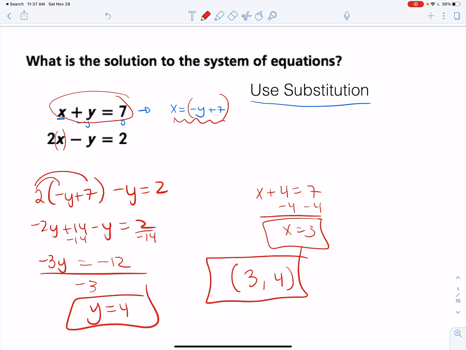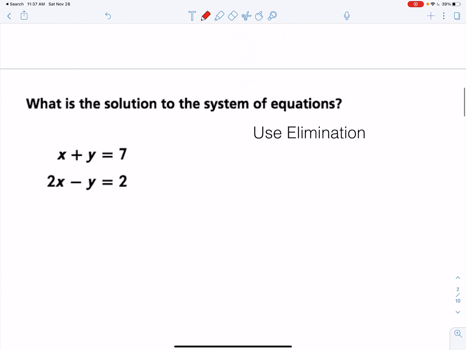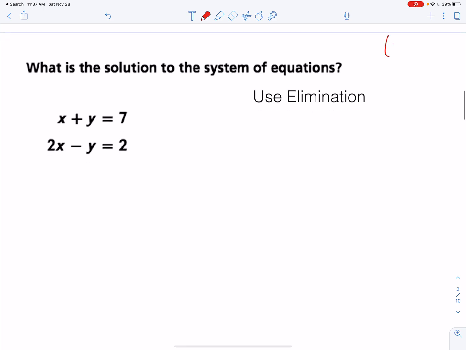Okay, so now we're going to take this exact same problem where we got the answers 3, 4, which I'm going to write up in the corner, and we're going to use a different method. We're going to use a method called elimination. Elimination tends to be people's most favorite when it's set up for it. When it's set up for substitution, we'll go for substitution, but elimination tends to be our go-to. So I'm putting a little star next to it.